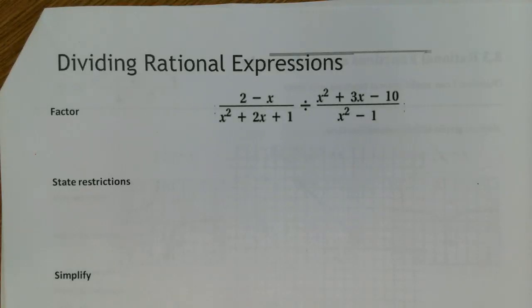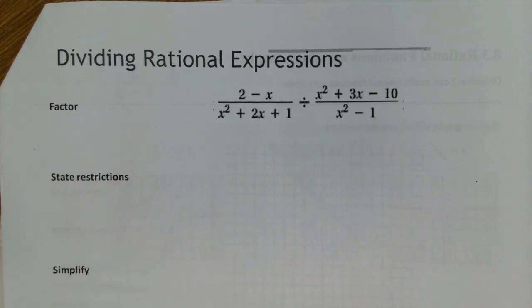So yesterday we talked about simplifying and multiplying with rational expressions. Now we're dividing. There's one added component, but if you can do the simplifying and multiplying, it's not completely different. So the first step I'm going to do is factor.